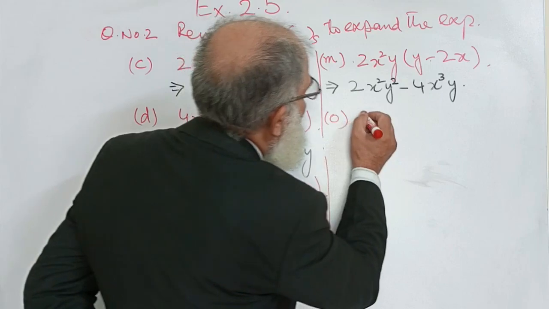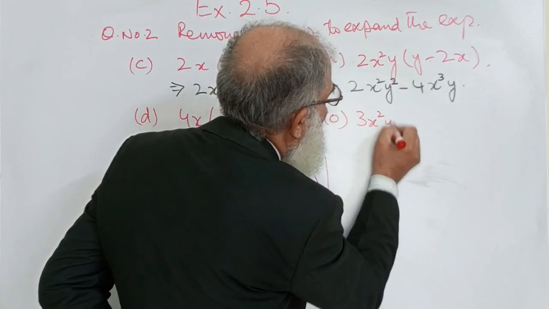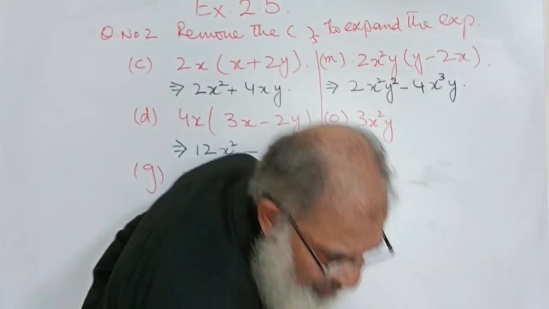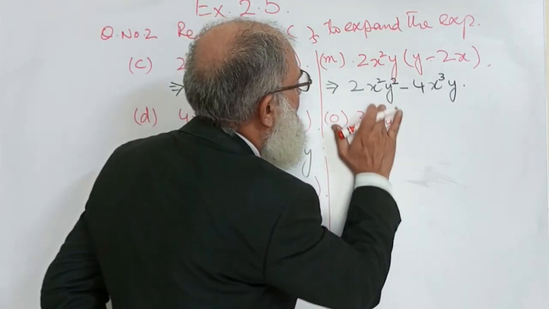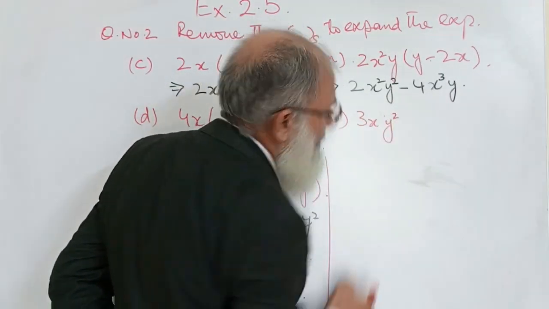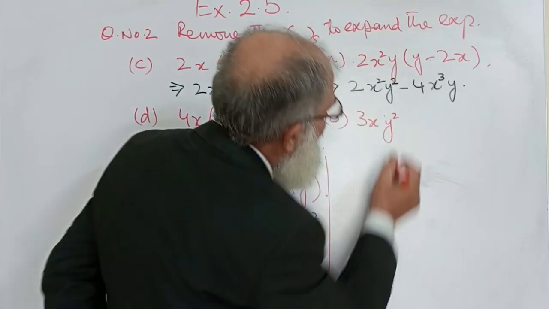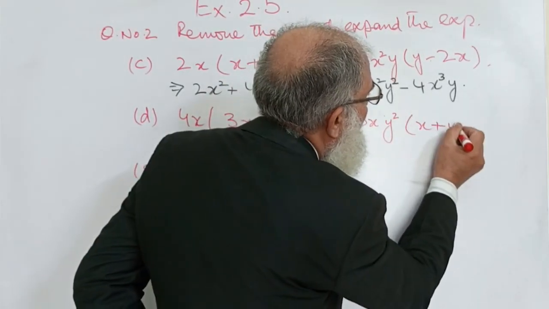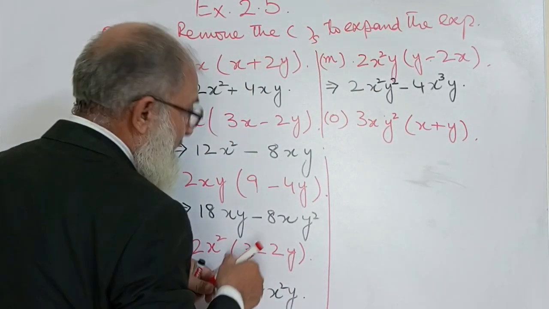3x square y is 3xy square. 3xy square x plus y. Very easy.